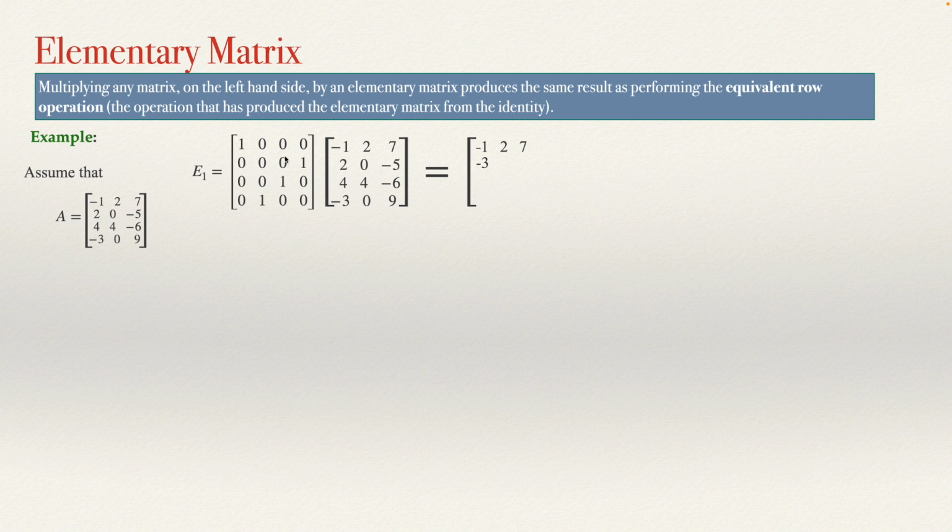Again, let's multiply second row, second column. 0 times 2, 0. 0 times 0, 0. 0 times 4, 0. But 1 times 0, 0. So in this case, all the products were 0. And then go to the last one. This row times this column. You notice that the answer will be 9.